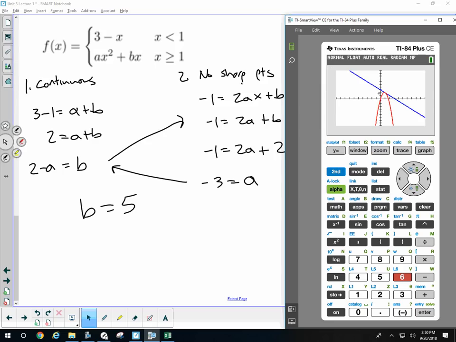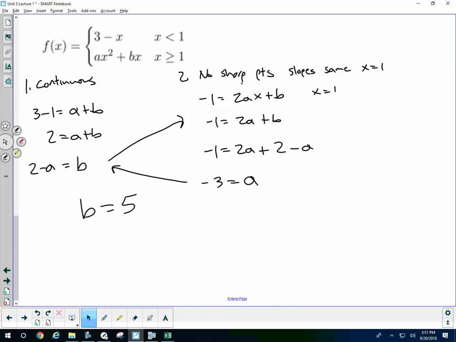I made a mistake. Oh, they meet up at 1. Sorry, not -1. So you can see, if I trace over it, that we got that line, and then it meets up nice and smoothly with that parabola. And that's the goal. We don't have a sharp point when that occurs. So this would be the graph of my piecewise function in green. Yep, just like that. Okay, moving on.